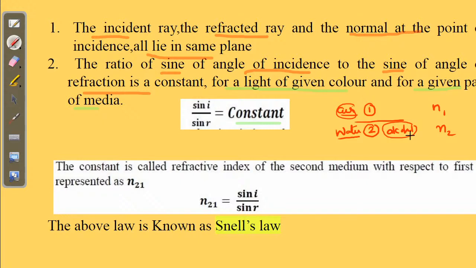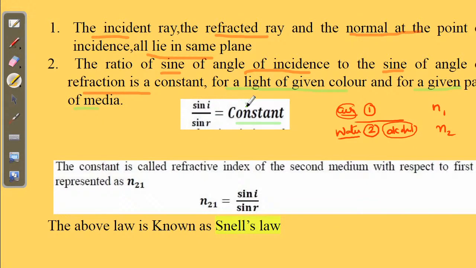So you are not supposed to change the pair of media you are considering. You are not supposed to change the color of light that you are using. If you are using red colored light, you always have to use red colored light. If you are using yellow colored light, you always have to use yellow colored light till you finish your experiment. So this is the point you have to remember: for a given color of light and for a given pair of media, the ratio of the sine of the angle of incidence to the sine of the angle of refraction is a constant.